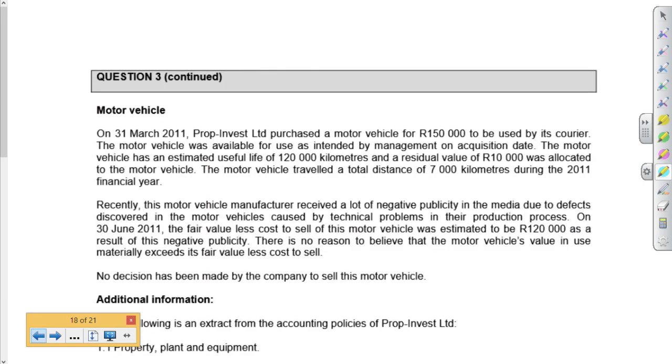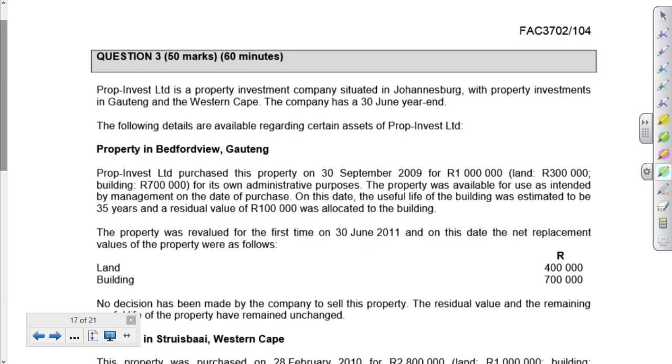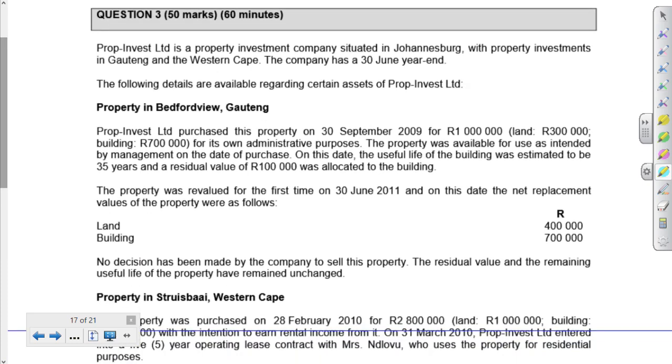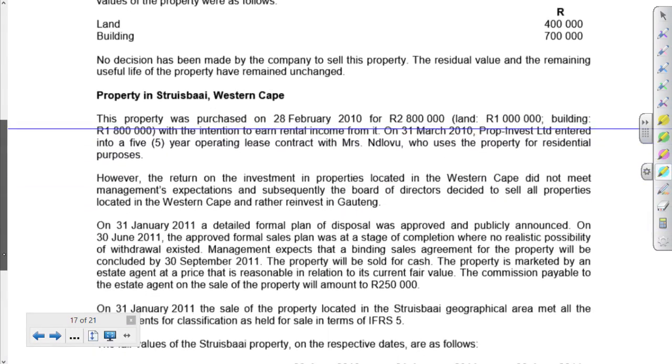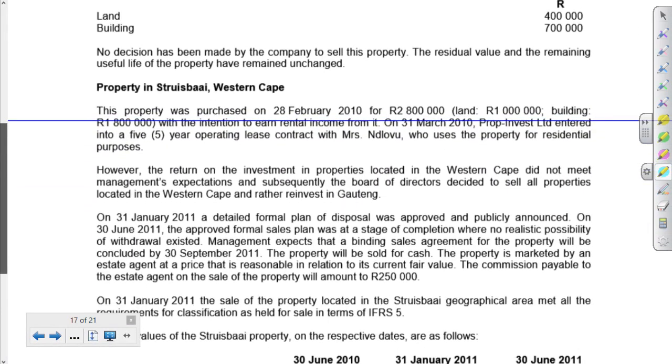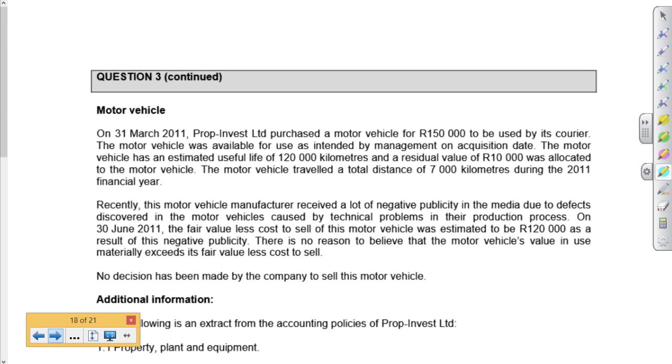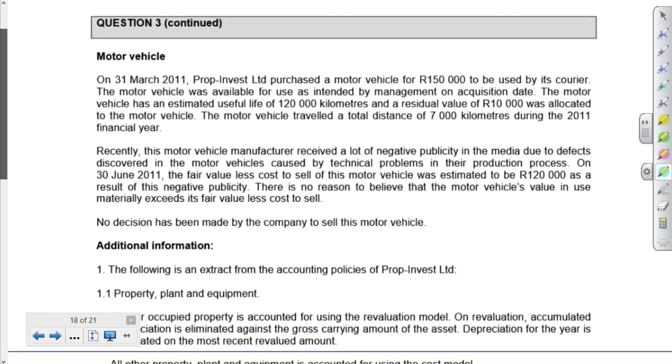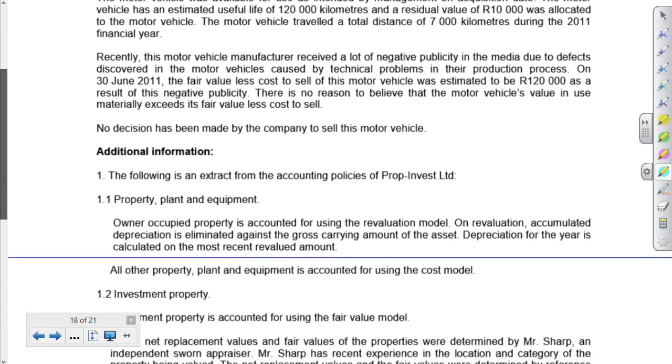If we just look through the question, the company is a property company. They have a number of properties. They have a property in Bedfordview. They have a property in Struisbaai in the Western Cape. This property in Struisbaai in the Western Cape is the one that's being sold. Yeah, is the one that's being sold. And they have a motor vehicle. There's impairment, I think, on the motor vehicle, but you don't need to worry about that.